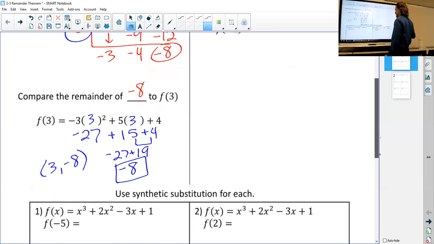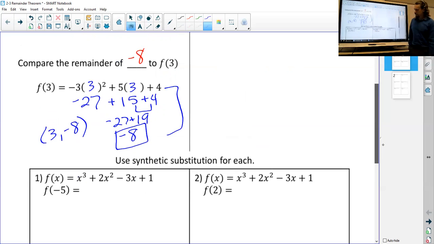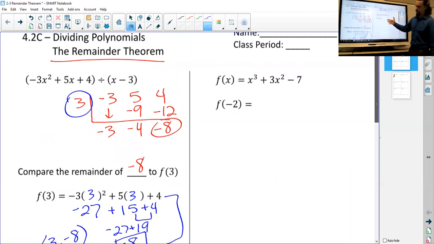I don't know why it's scrolled up. So it's going to give you the function, and it's going to tell you to solve it at some particular value. So let's try one of those, and then we can apply it back to what we did yesterday. So this one gives us f of x equals x to the third plus 3x squared minus 7. Evaluate at f of -2.